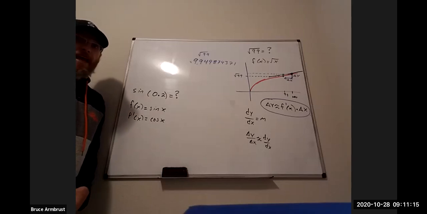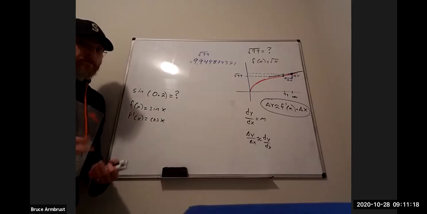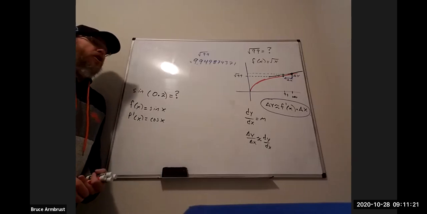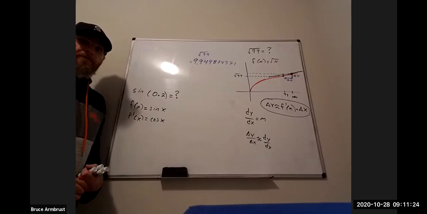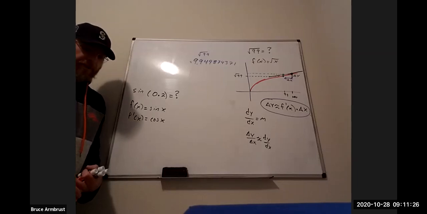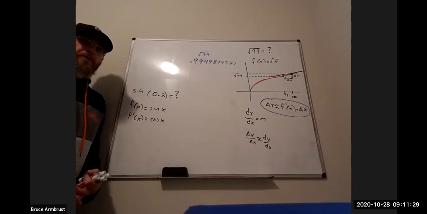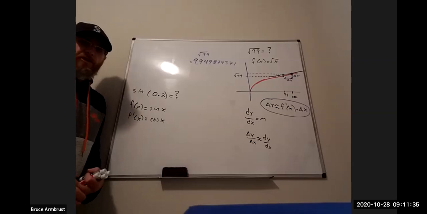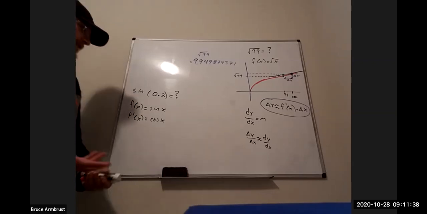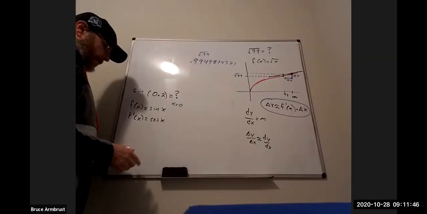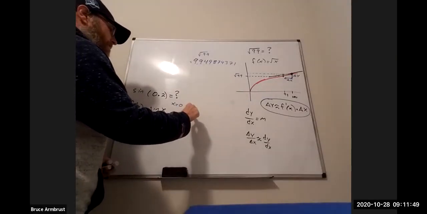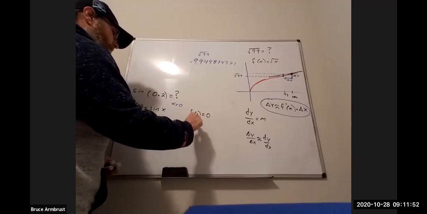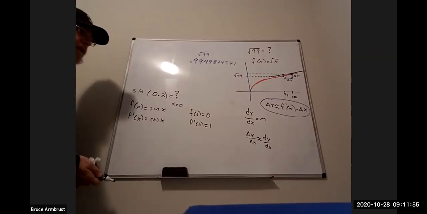All right, so now we need to have a point that's kind of close to 0.2. So anybody have a point they would like to use that's near 0.2? 0. You guys good with 0? Seems pretty close. So let's go with 0. All right, so sine of 0 is 0. The cosine of 0 is 1.